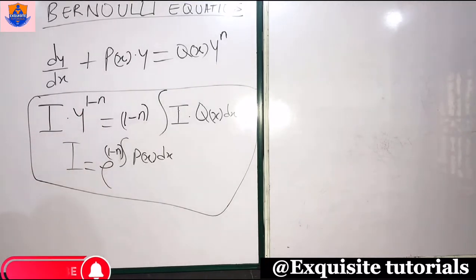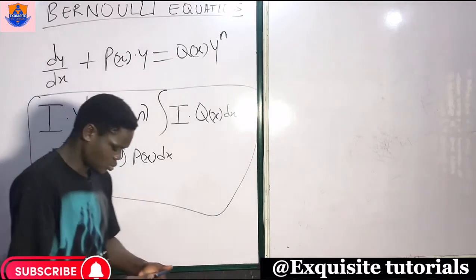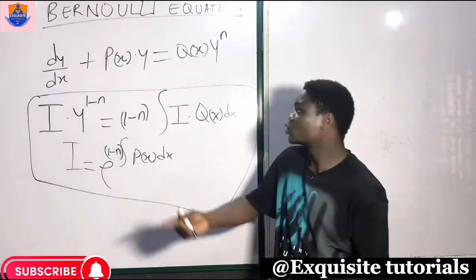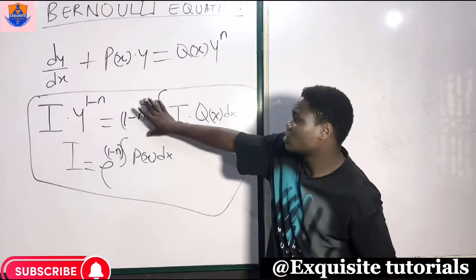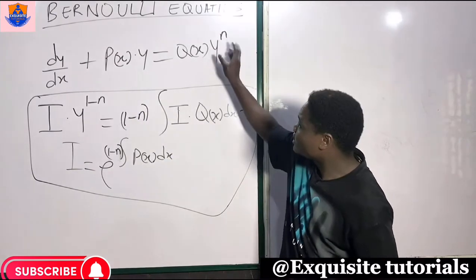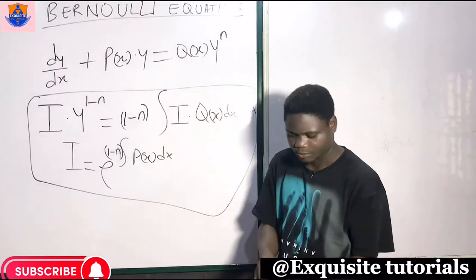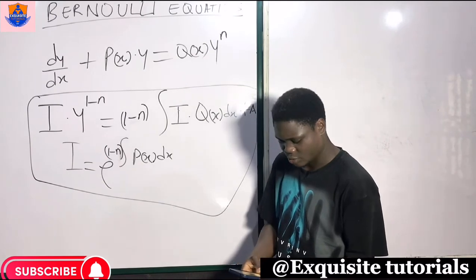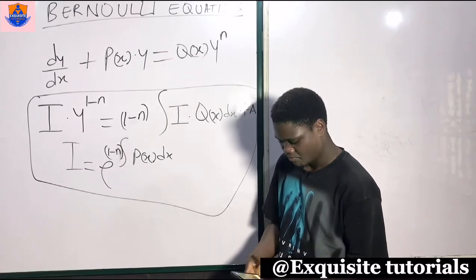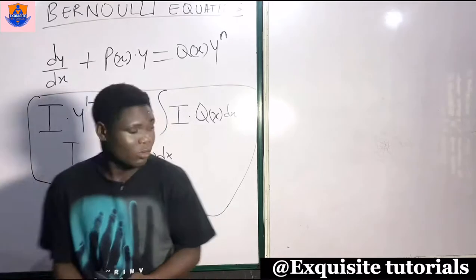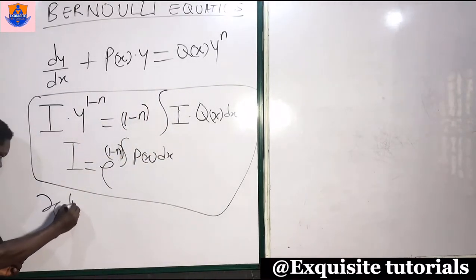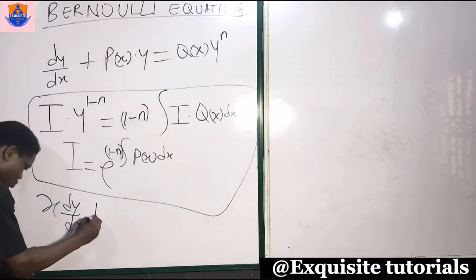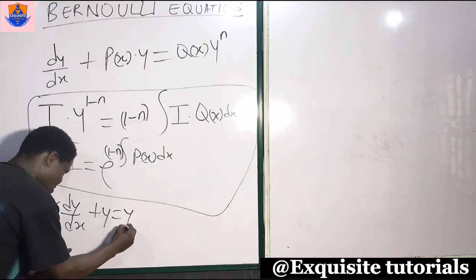So quickly, let's just solve one question on the Bernoulli differential equation. For all the questions we solved in our last video on the first order linear differential equation, you can actually use this formula, but in that case your n becomes 0. So quickly, let's solve one question. Okay, we have x dy over dx plus y equals y squared.